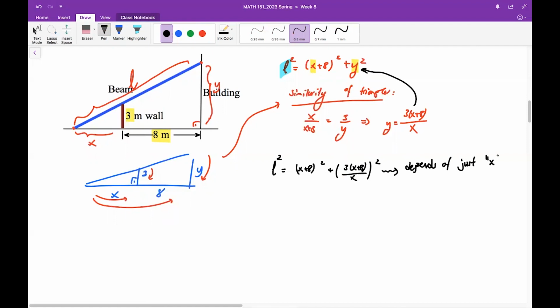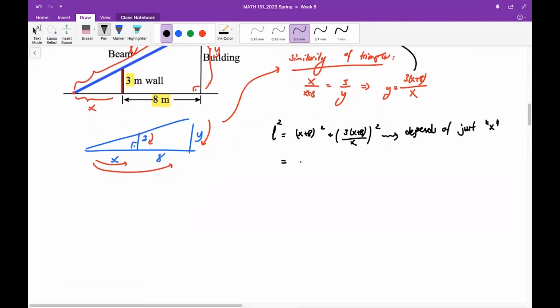Just x. Okay, now we are ready to take its derivative, but before taking the derivative, maybe we can just rearrange the terms here so that taking derivative operations would be easier. But we have here then 1 plus 9 over x squared, I guess. Okay, this is the function L square.